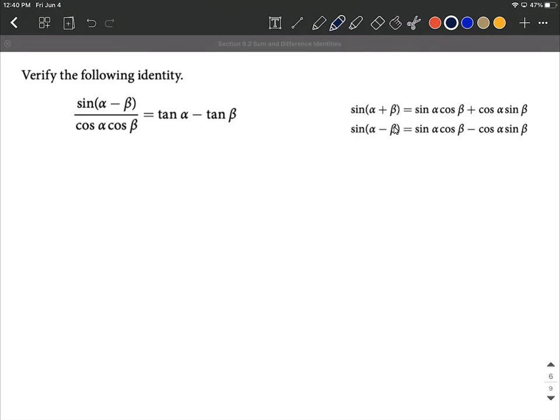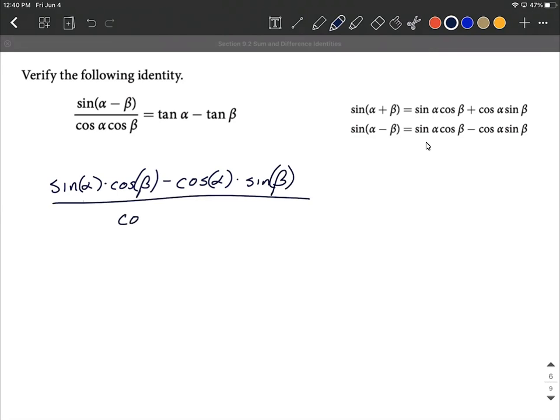And over on the right-hand side, I've gone ahead and listed out our sum and difference formulas for sine because I figured we need at least one of these along the way. So what I'm going to do to start this out is simply replace this entire numerator with what's on the right-hand side of this formula. So the numerator can be replaced with sine of alpha times cosine of beta minus cosine of alpha times sine of beta. So basically fill that in. Now this is still all over cosine of alpha times cosine of beta.